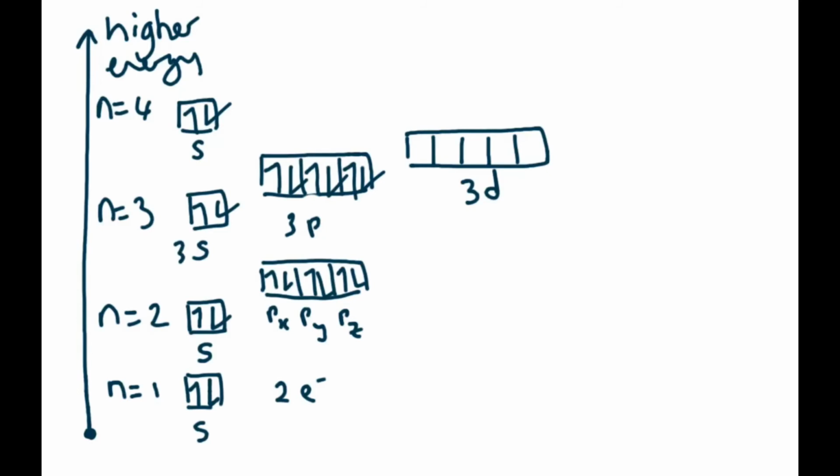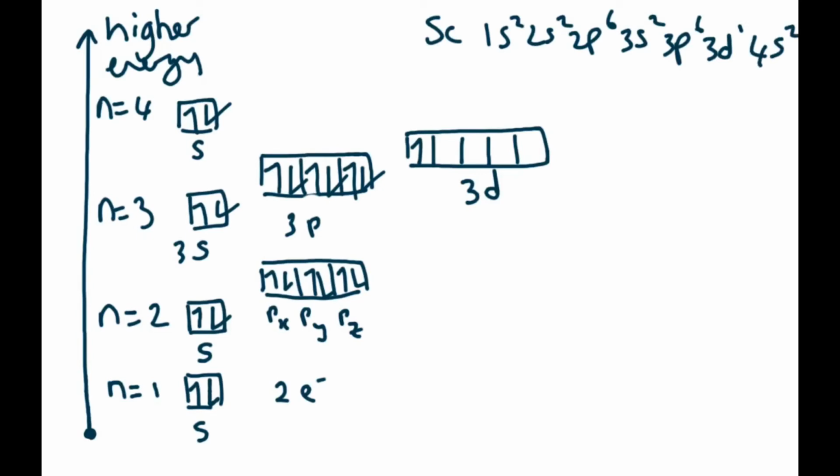So scandium is actually 1s2, 2s2, 2p6, 3s2, 3p6, 3d1, and then 4s2. Something a little weird happens here when you're filling up. You fill up 3s, 3p, 4s, but then you go back to the 3d. They're very close in energy, the 4s and 3d, they overlap. That's scandium.